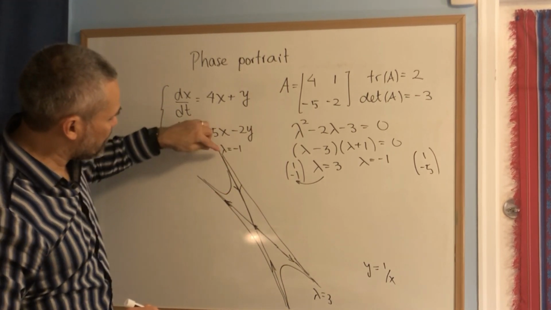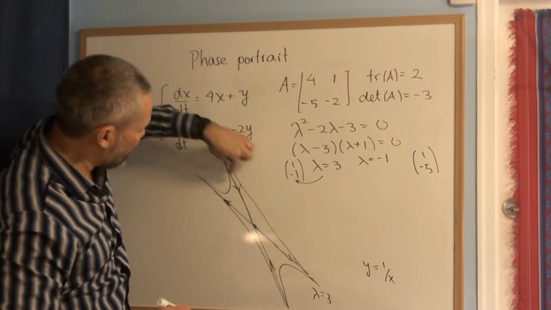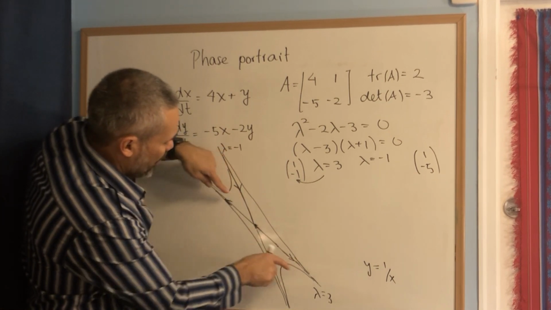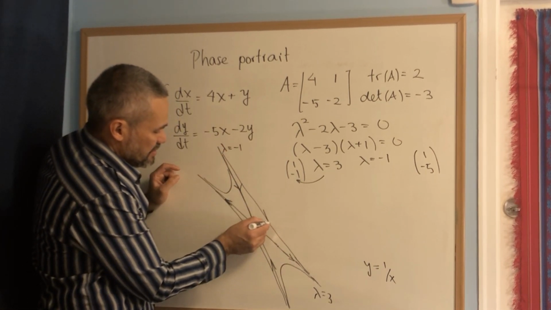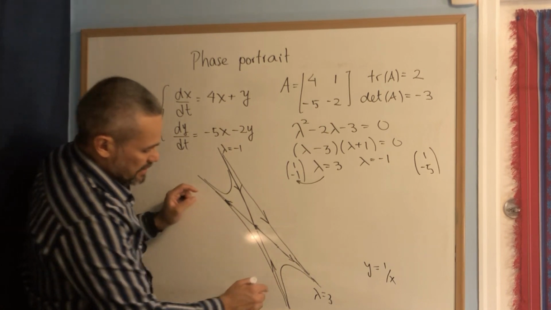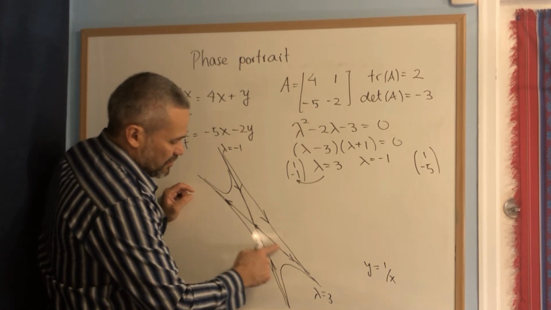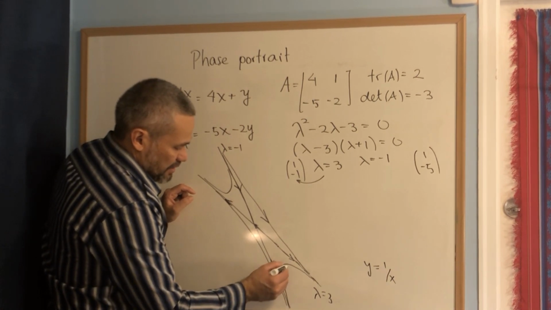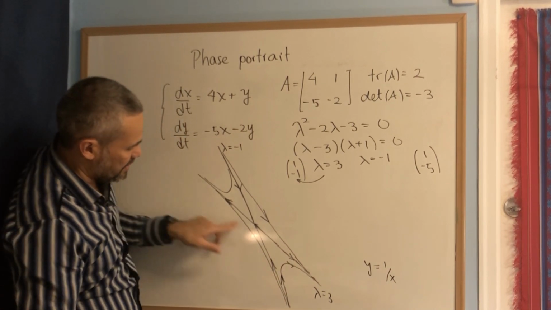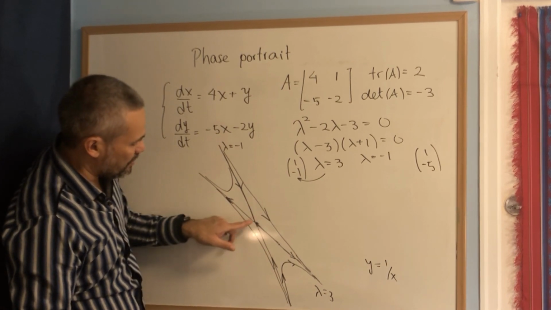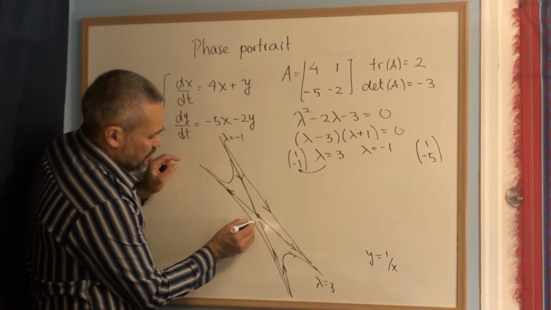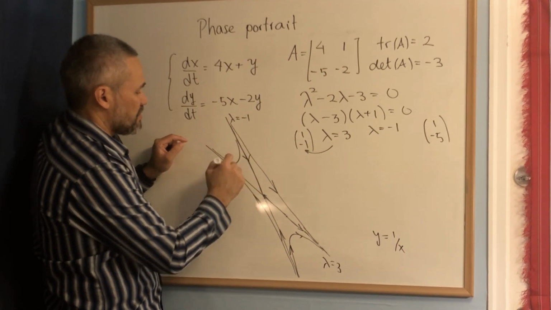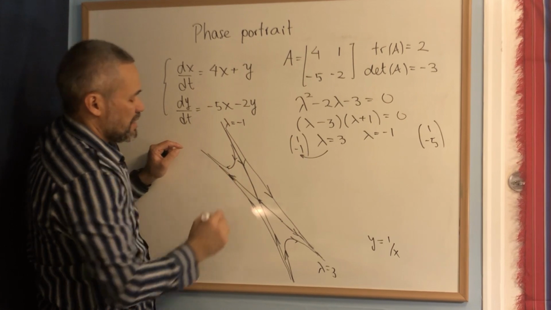Let's see the directions. Notice that for this type of hyperbola, the semiline goes toward the origin and this one goes away. Then the direction of this is going down. In this case, this semiline goes toward the origin, this goes away. Then the direction in this orbit should be like this. For this semiline goes toward the origin, this goes away. Then the direction goes like that. And for this one, this goes toward the origin, this goes away, then the direction goes like this.